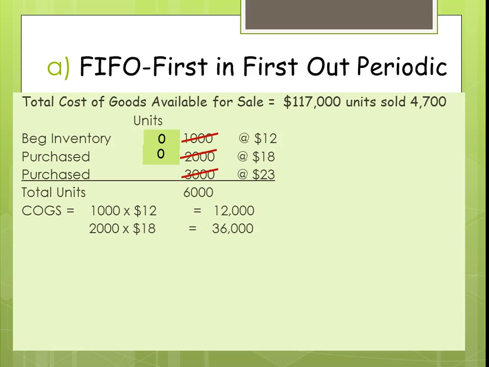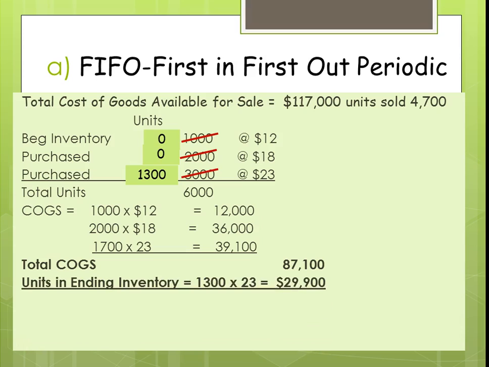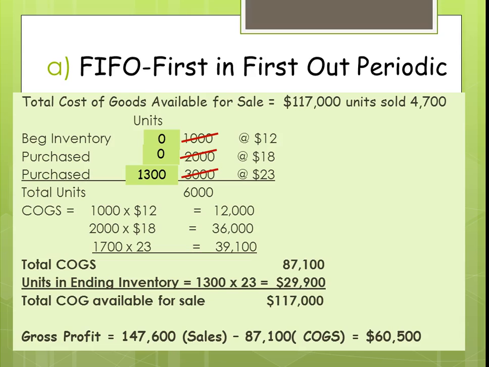So what we're going to do is subtract them from that 3,000, leaving 1,300. And now we have our cost of goods sold, and we also have the value of our ending inventory. And when we total those two together, we get 117, so we know we've done it correctly. And our gross profit is going to be the 147,600 that we calculated in the other slide, minus the 87,100 that we just figured out for cost of goods sold. So in this case, we have a gross profit of 60,500.